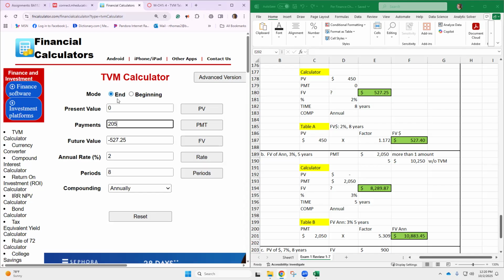So my payments are the amount that I'm planning to set aside each year. I'm earning 3%, 5 years. Future value. Okay, coming pretty close there. Put that in.